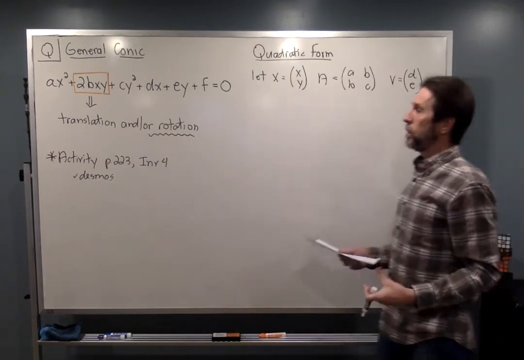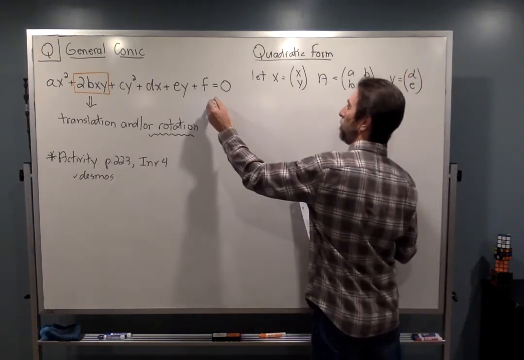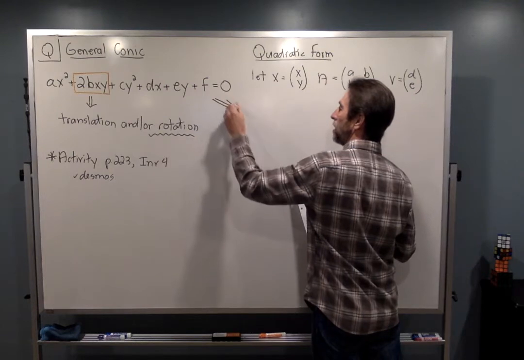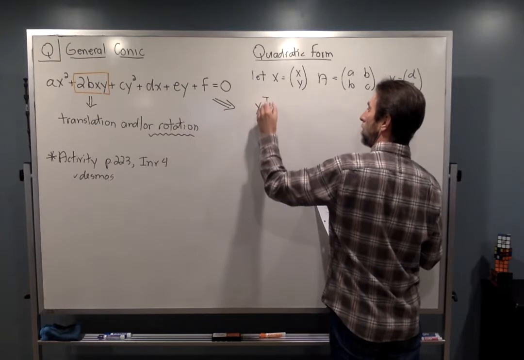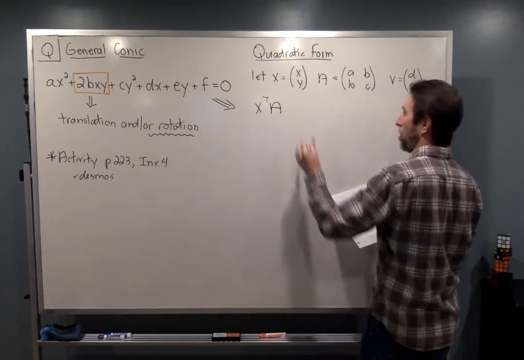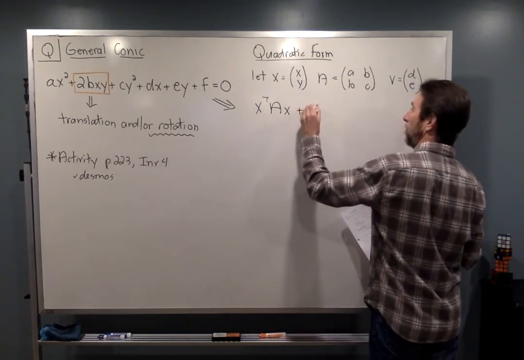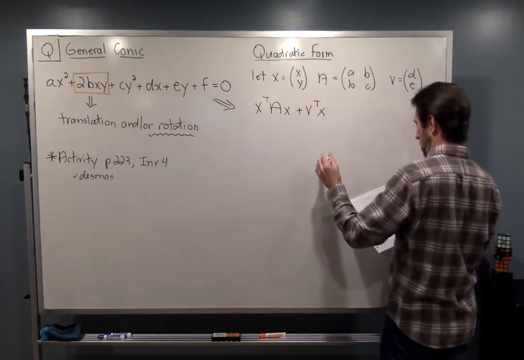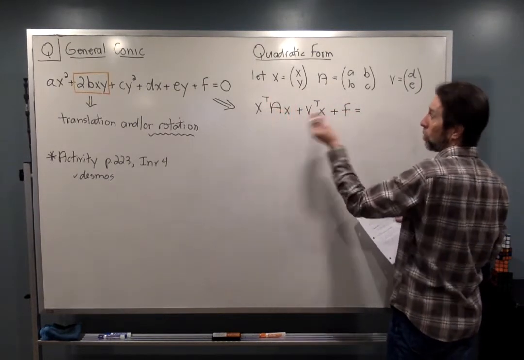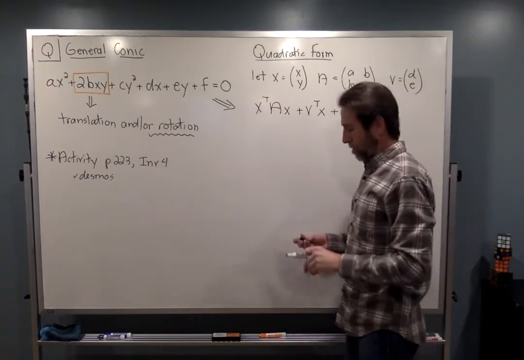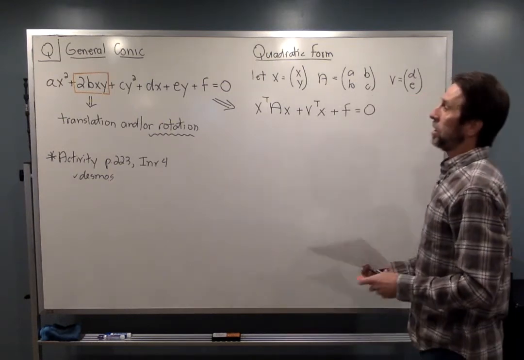The constant can always be thought of as just a constant. We don't need to put that in any matrix form. So basically what I can do then is write this equation differently. I can write this equation as X transpose A, and then you could turn right around and multiply it by X, plus V transpose X, plus, again, that constant, whether it's in matrix form or normal form, it's going to be the same. So this is what we can consider quadratic form for any type of conic.